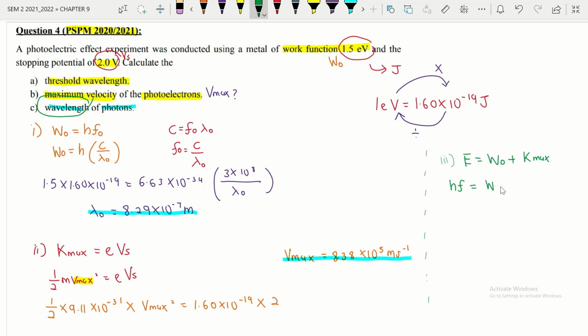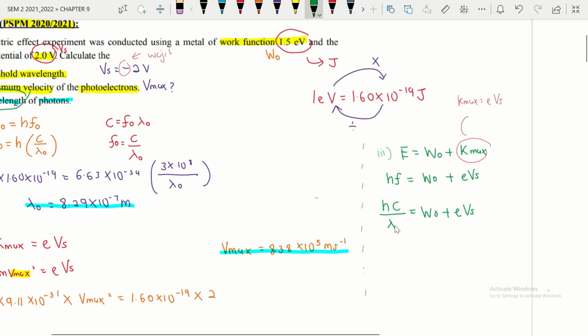equals to W naught plus, and we know maximum kinetic energy dia juga sama juga dengan electron darab dengan stopping potential. So dia adalah elektron darab dengan stopping potential. But we do not have the frequency. You tak boleh pakai, you tak ada frekuensi. Jadi nak tak nak, you kena tukar dia kepada formula ni. hc, Planck constant darab dengan speed of light divided with the wavelength of the photons equals to work function tambah dengan elektron darab dengan stopping potential.